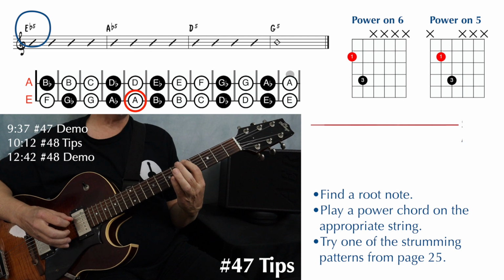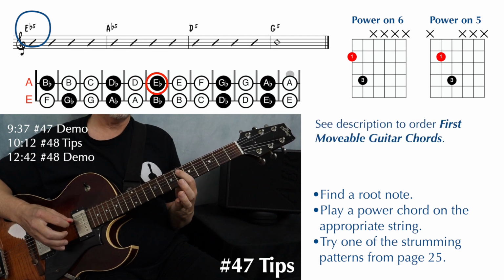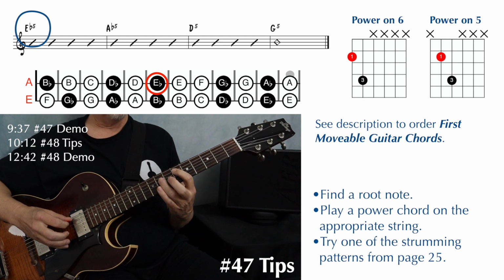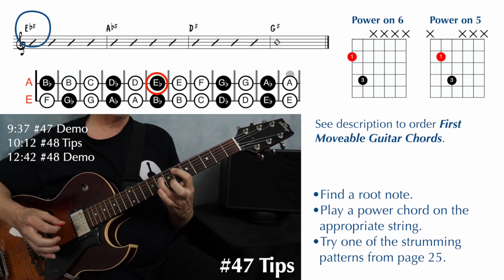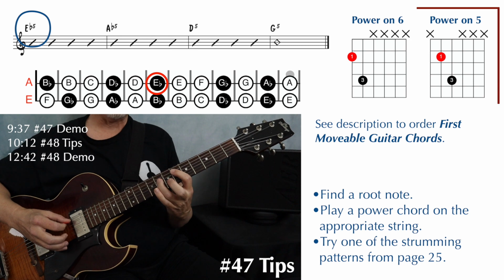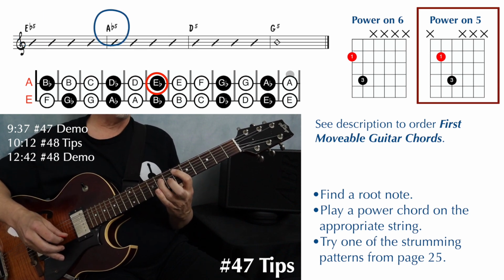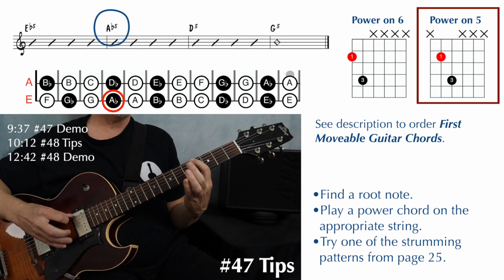We're going to play an E flat 5 or E flat power chord. That's going to be with the root on string 5, fret 6. So there's our root, there's our power chord. Moving to an A flat 5, that'll be on string 6, fret 4.